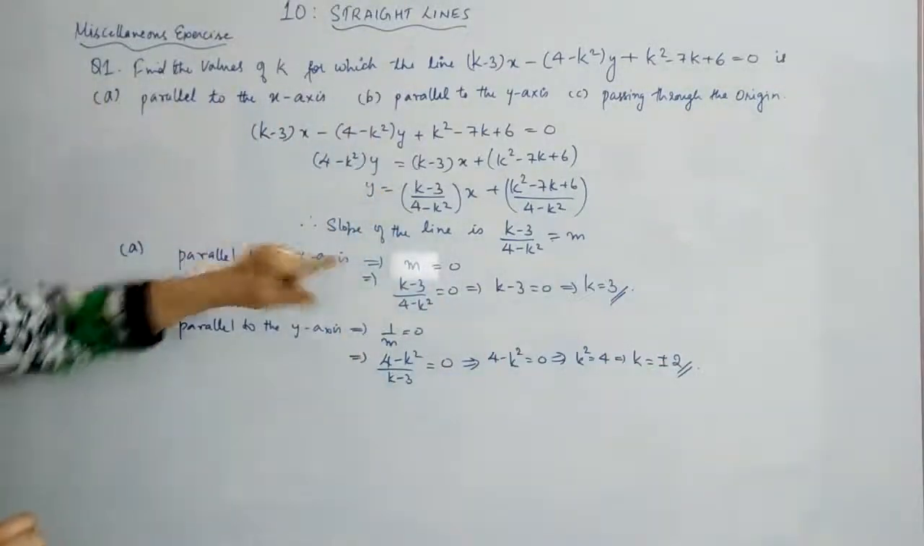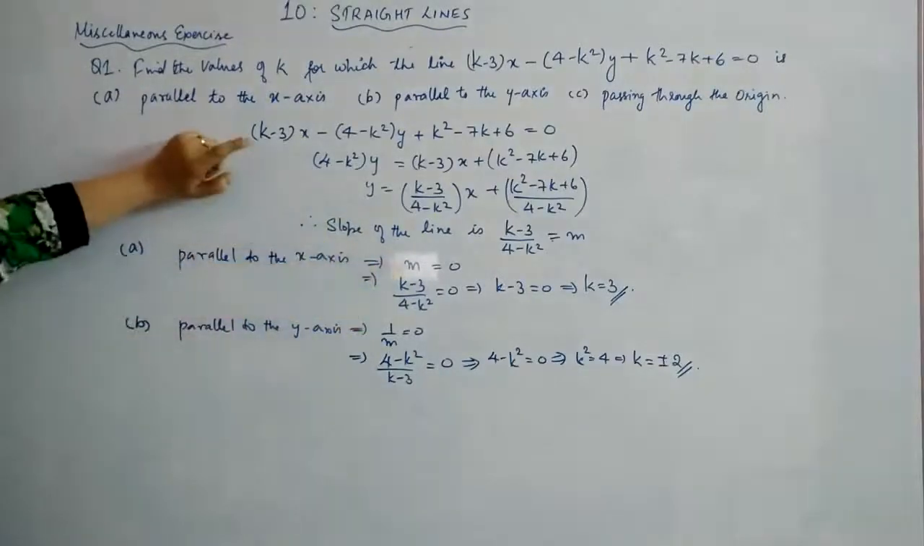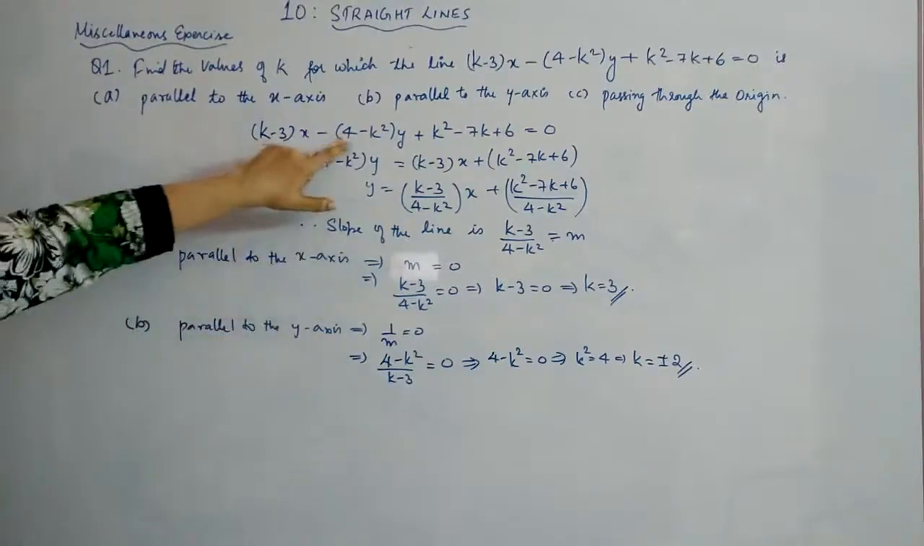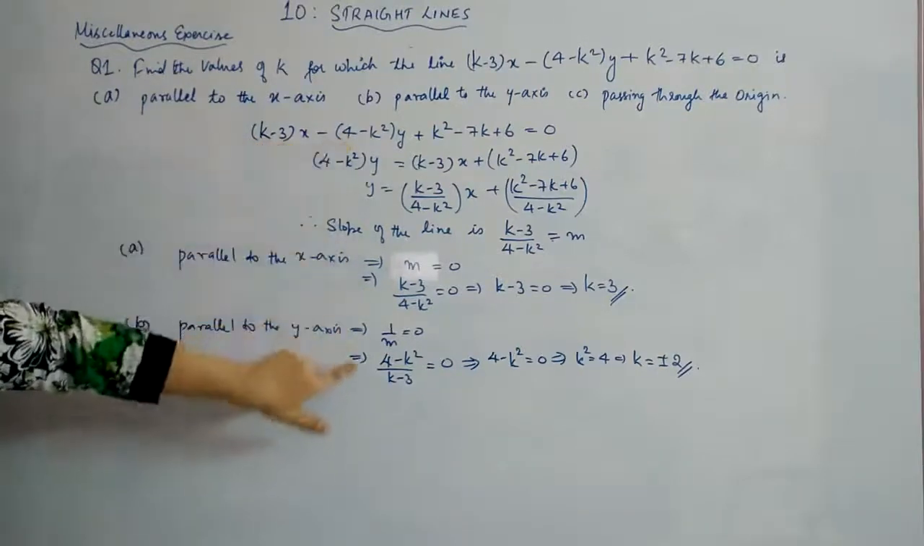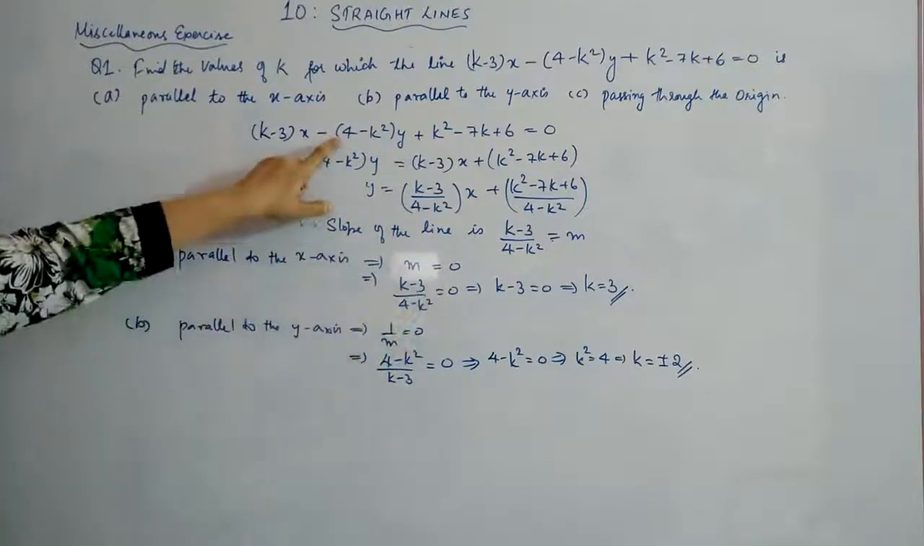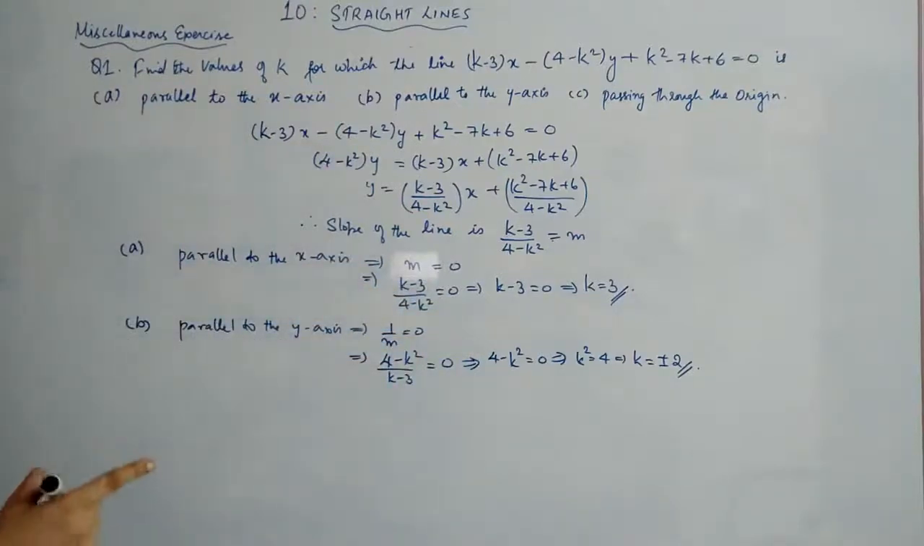So when slope is equal to 0, you can just say that the coefficient of x is 0 for the first case, and in the second case the coefficient of y is 0. Like that also you can find this. That will directly give you k minus 3 equal to 0, and coefficient of y is 0 means you will get 4 minus k square equal to 0. In that way also you can do.